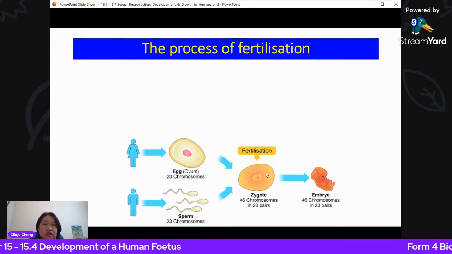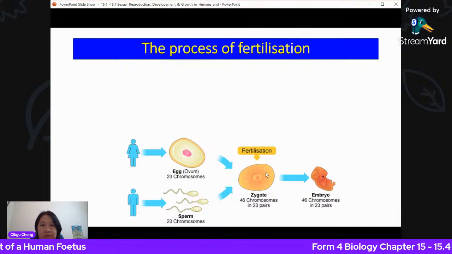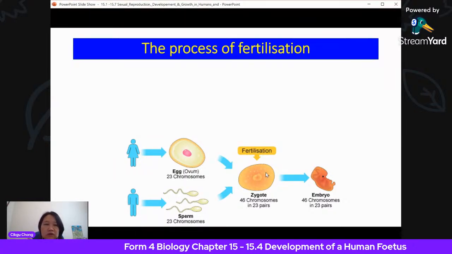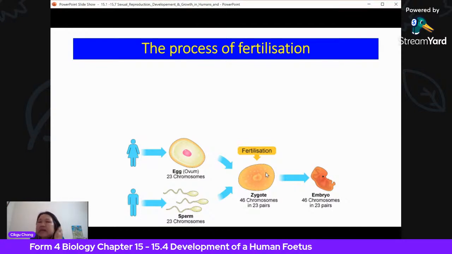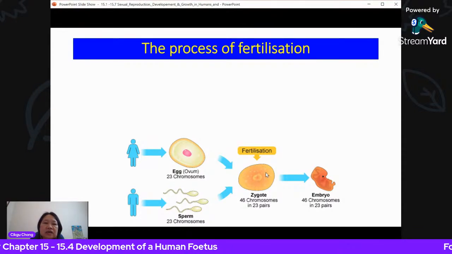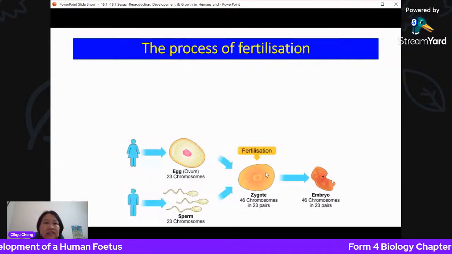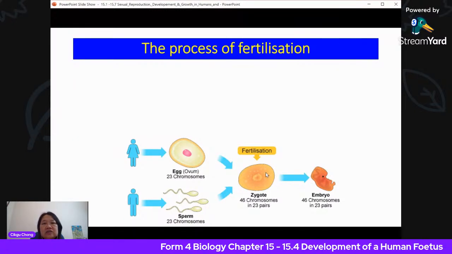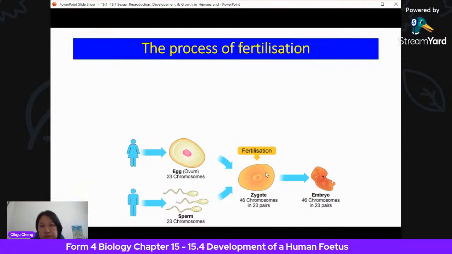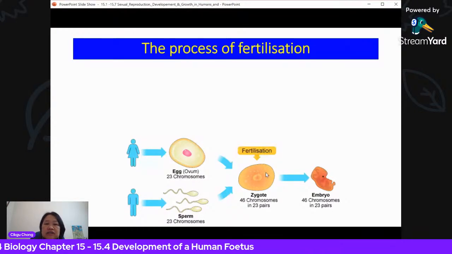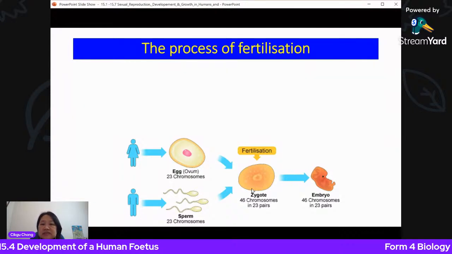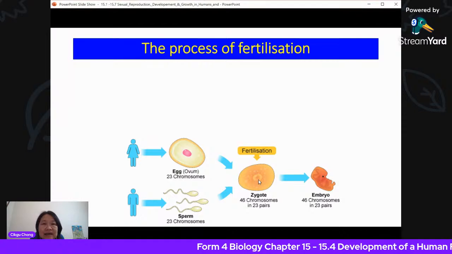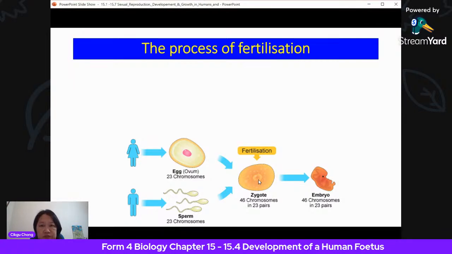The zygote is actually a single cell. Even though the egg is one cell and the sperm is another cell, when there's fertilization, the zygote is considered one cell because the two nuclei have fused together. So you have a cell called a zygote that has 46 chromosomes, which means two sets of chromosomes. We call it diploid. Afterwards, this zygote will carry on the process of cell division by mitosis.